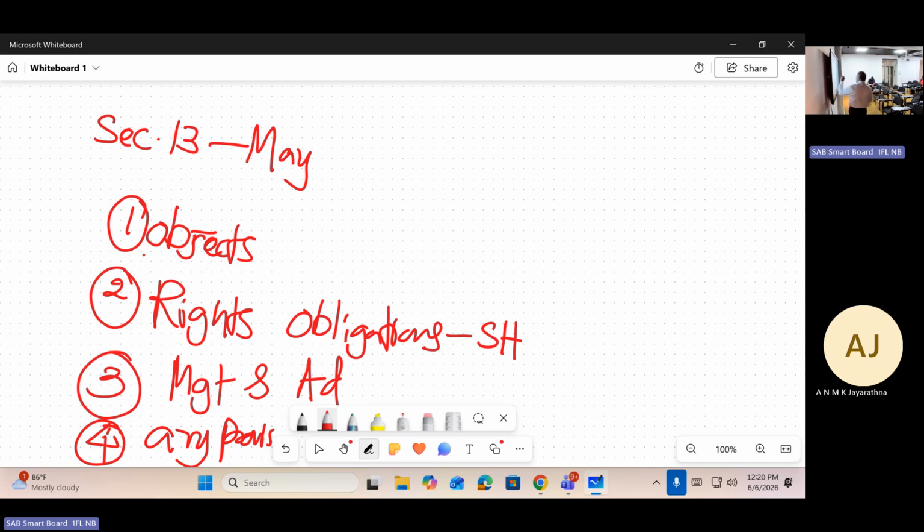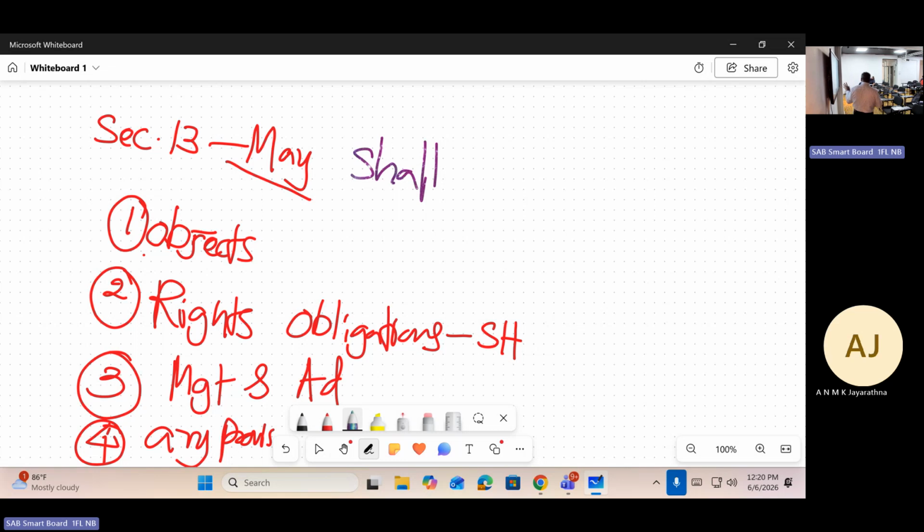Now, this word is very important: may. If it said shall, what is the difference between these two? If it said the company shall mention its objects, rights and obligations of the shareholders and provisions with regard to management. Shall is compulsory. Therefore, here it says may set out.